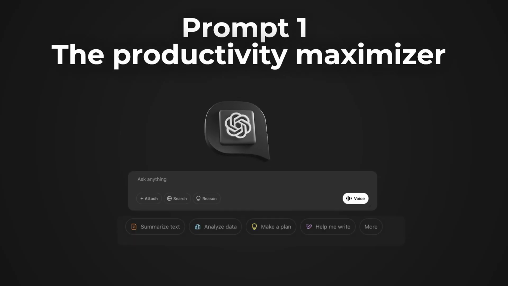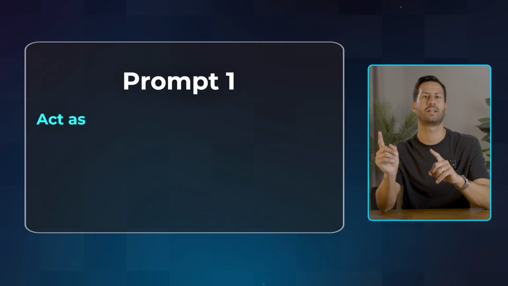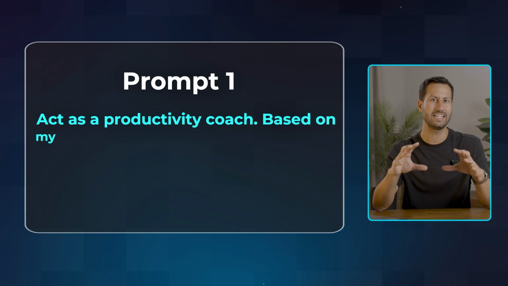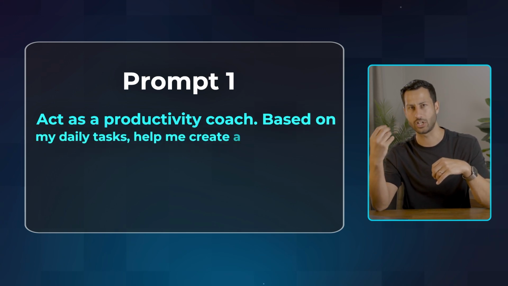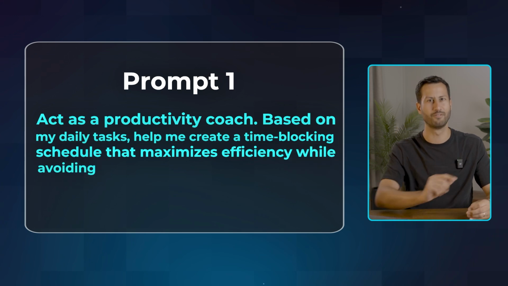And the number one ChatGPT prompt to help scale your small business is the productivity maximizer for optimizing your time, because time is your most valuable asset, and this next prompt will optimize your entire schedule. So here's the prompt. Act as a productivity coach. Based on my daily tasks, help me create a time blocking schedule that will maximize efficiencies whilst avoiding burnout.